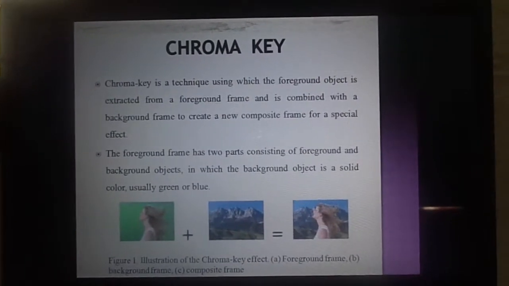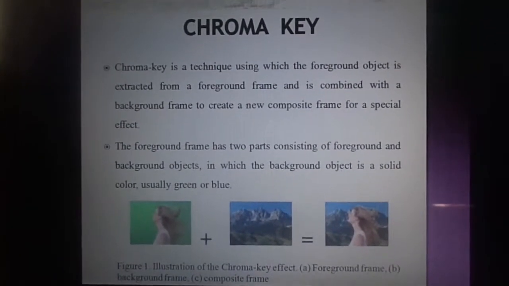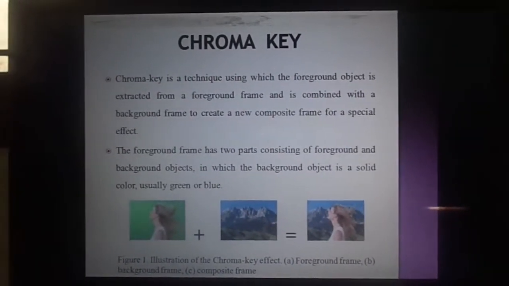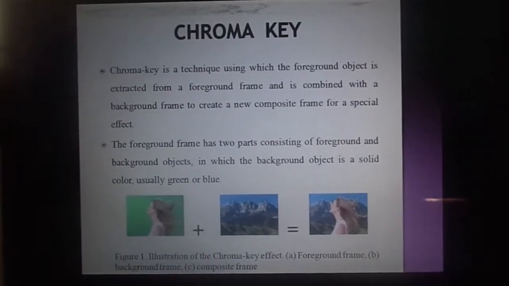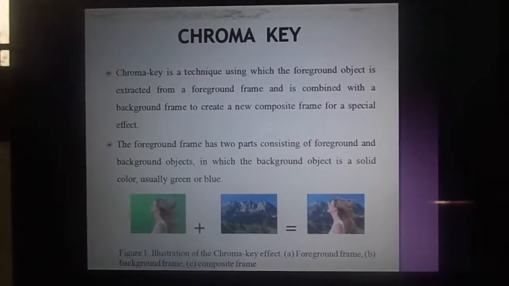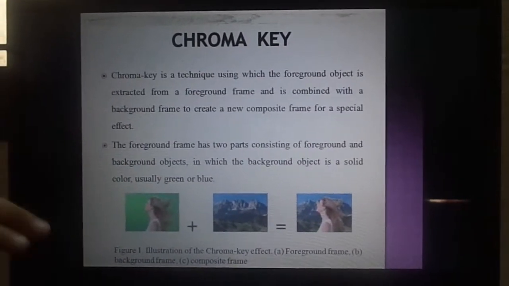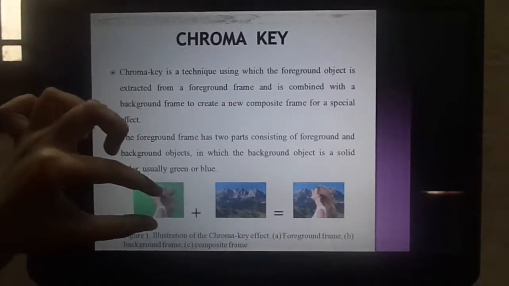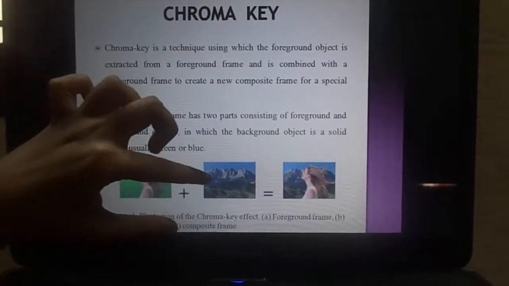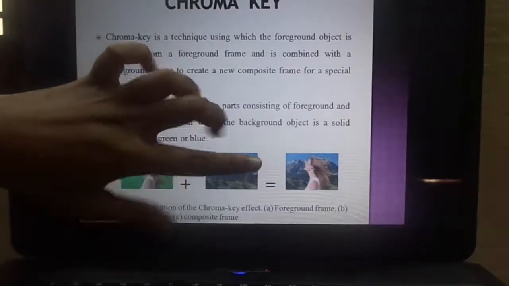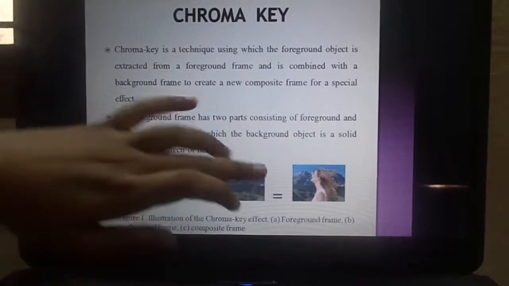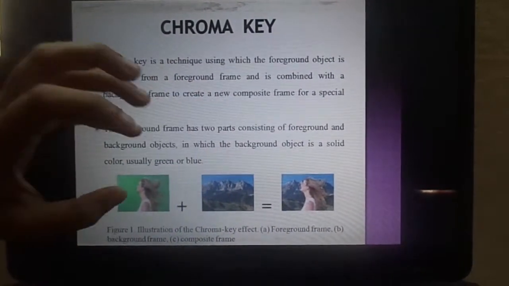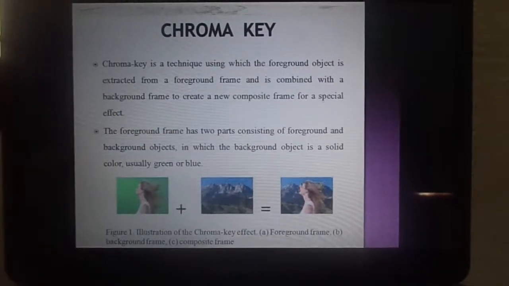Chroma key. Now we shall see what actually chroma key is. Chroma key is a technique using which the foreground object is extracted from the foreground frame and it is merged with the background frame in order to get a composite frame for special effects. For example, you can see in this figure we have a foreground frame. From here the foreground object is extracted, it is merged with the background frame and a composite frame is obtained in order to get special effects. Here the girl is standing in front of a green screen, but the final image will be seen as if the girl is standing in front of a landscape.